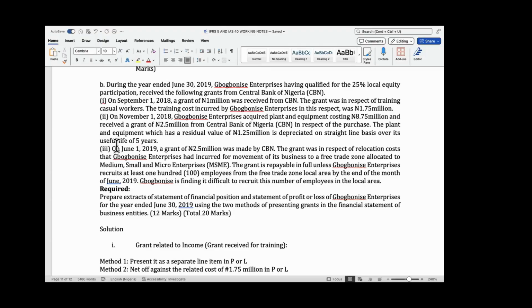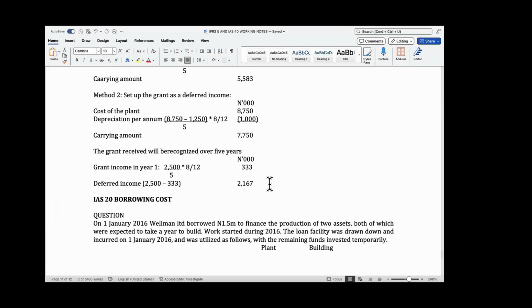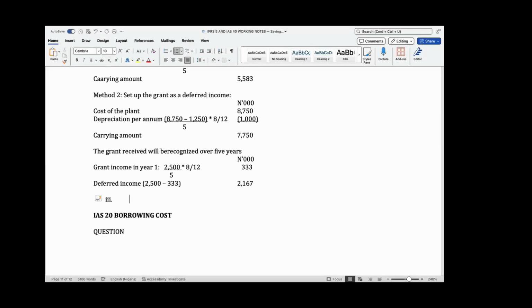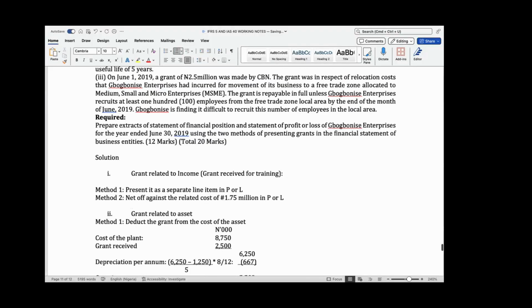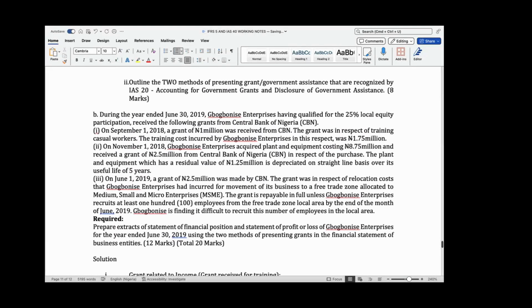The third one: in June 2019, we got a grant from CBN also. And this grant was in respect of relocation costs. Okay, so that means this is a grant related to income. It's a grant received for relocation.